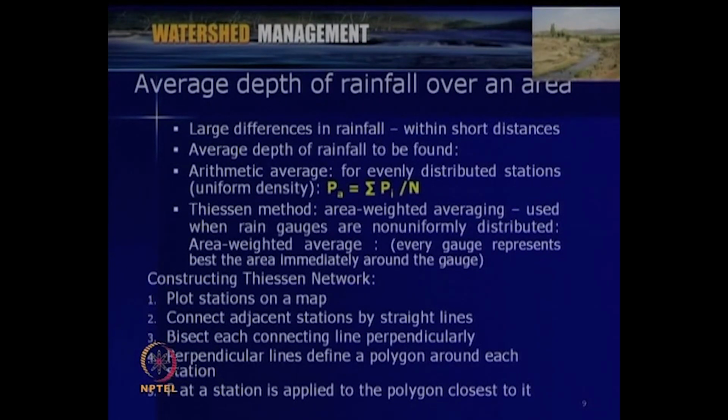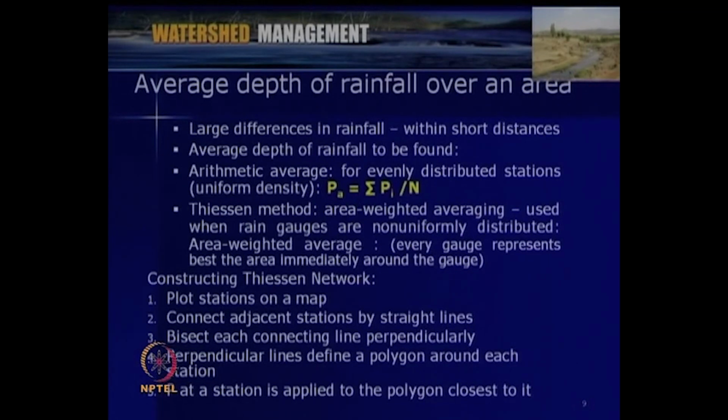The first one is called the arithmetic average. For a particular area, we can identify the nearby rain gauge stations, and for a given storm we can identify the rainfall at all those nearby stations. Then we get the arithmetic average by simply adding all the rainfall for the given storm condition and dividing by the number of stations. So that is the simple average, called the arithmetic average.